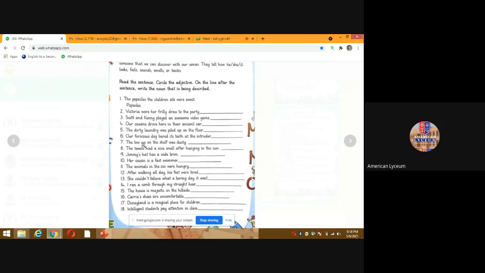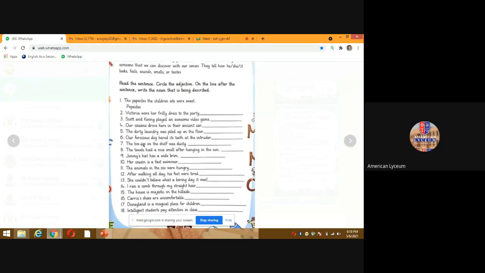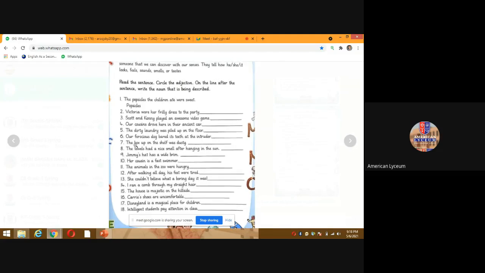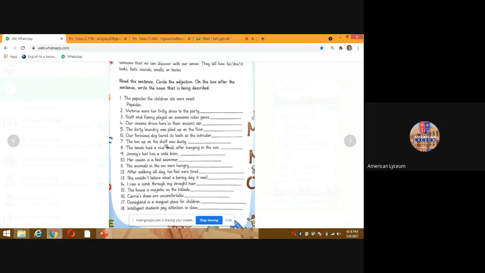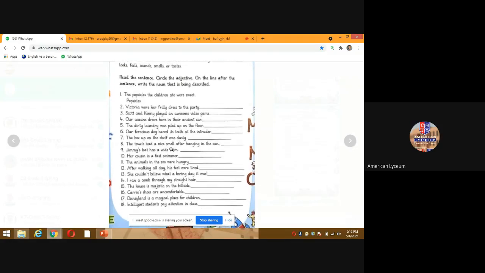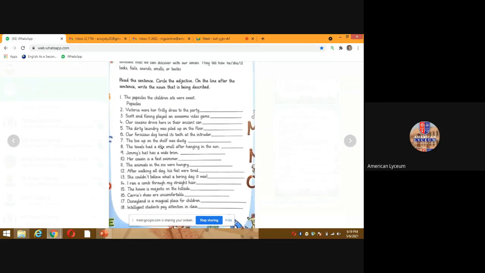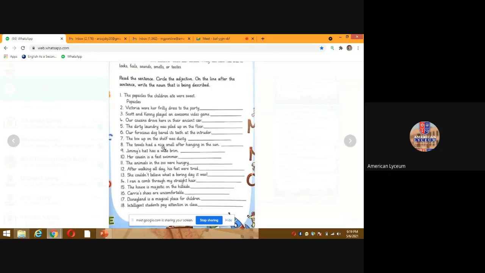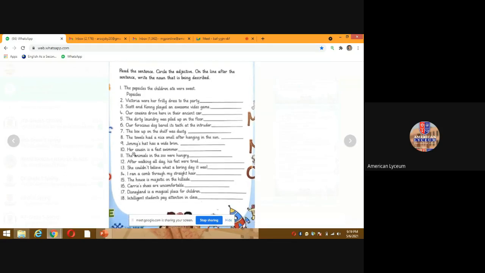Next, we have the box up on the shelf was dusty. So dusty is an adjective, box is a noun. So dusty you will circle and box you will write. The towels had a nice smell after hanging in the sun. So nice is an adjective and smell is a noun.